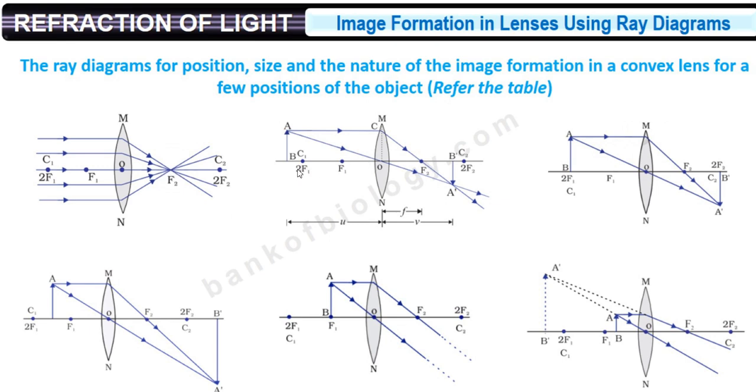Now the object is kept beyond 2F1. One ray of light hits the convex lens and converges, the other goes straight. The image is formed real and inverted on the other side. Same thing at 2F1: again converged, other straight, and a real and inverted image is formed. Now the same thing happens when the object is kept between 2F1 and F1. The image is formed somewhere below, and it is real, inverted and enlarged in size.